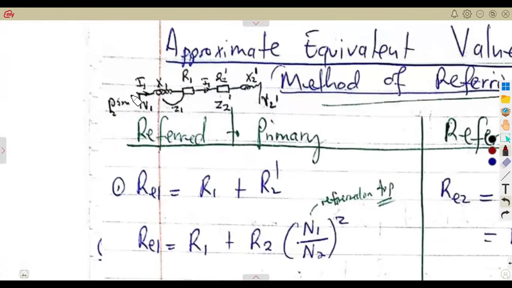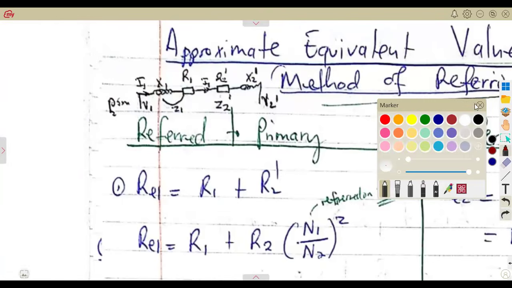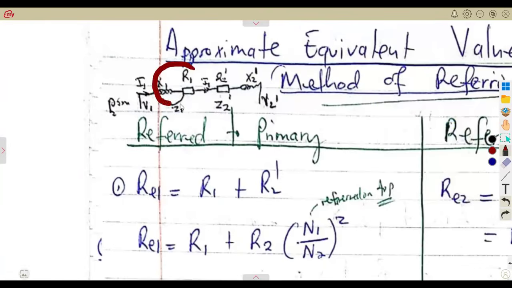Let's say this is our primary, and we've got V1, I1, X1, R1, and there we're going to have the impedance affecting I1, that is the part of X1 and R1. Because of this part here, X1 and R1, we're going to have impedance. So, because we are talking of the referred to the primary, talking of the primary side.